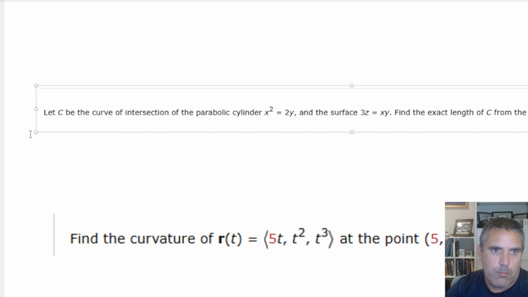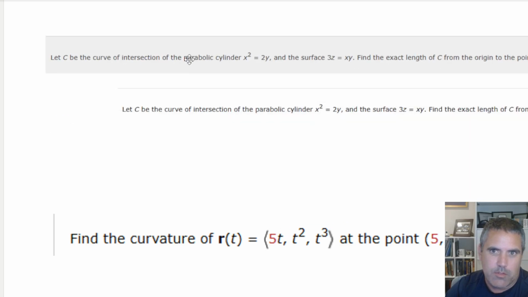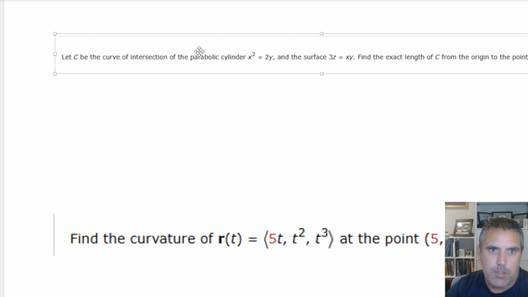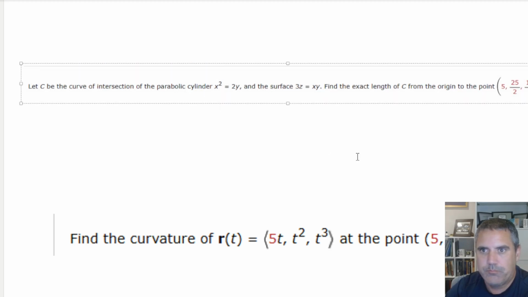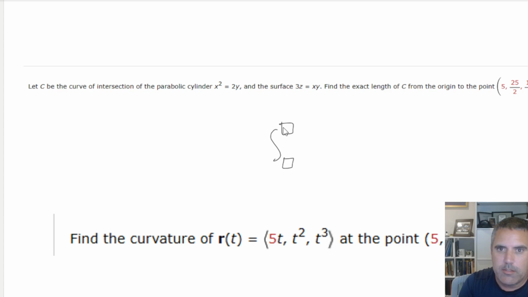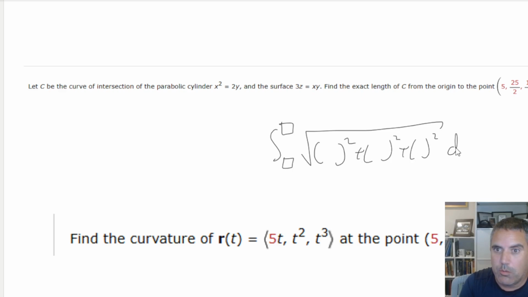This is stuff from 13.3, so at the time of me making this video, we haven't covered this, but this is an arc length question. And so we know how it's going to go once we've learned the arc length. The integral from something to something of the square root. And so this is a parameterization question. From the origin to here. So you're going to have to come up with a parameterization of this so that you can compute these derivatives.